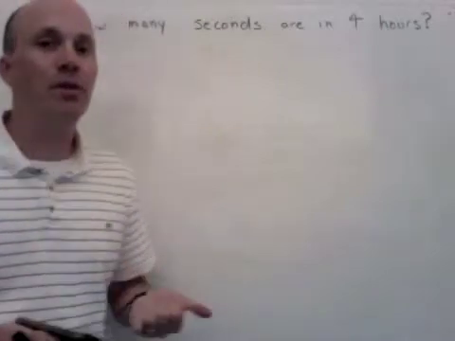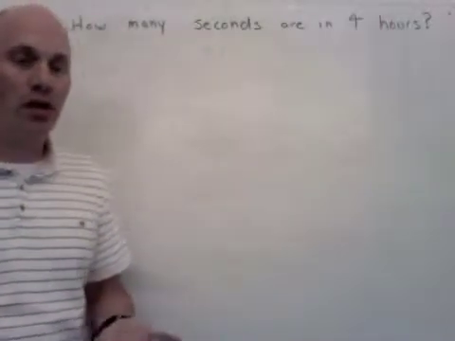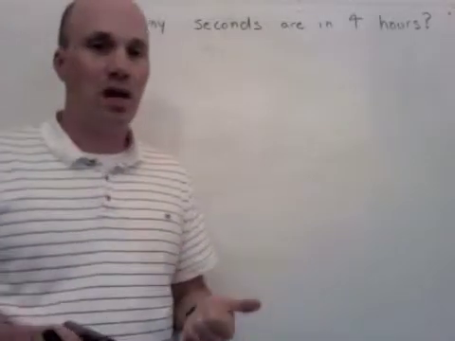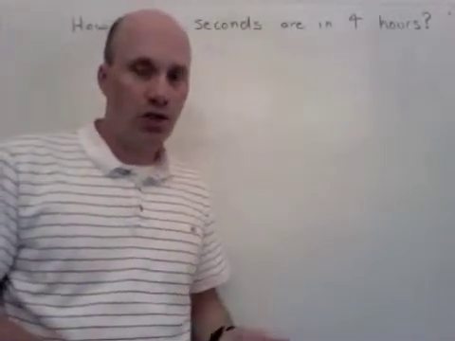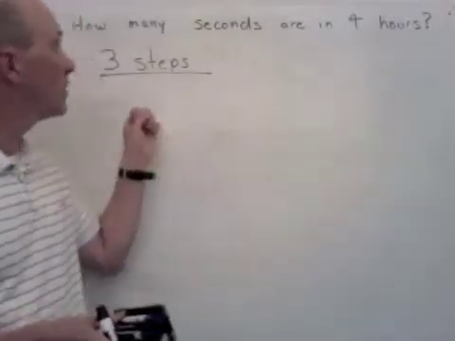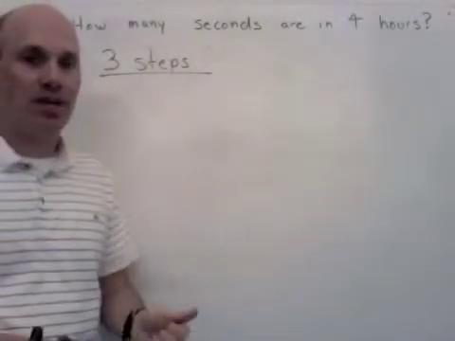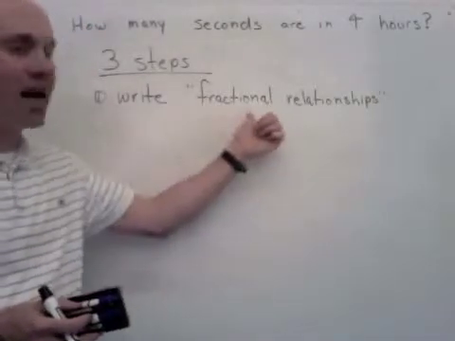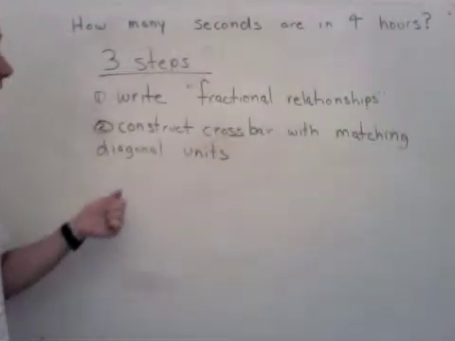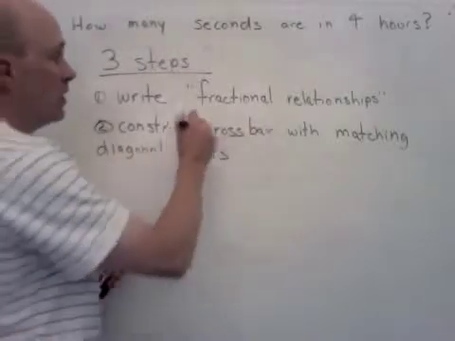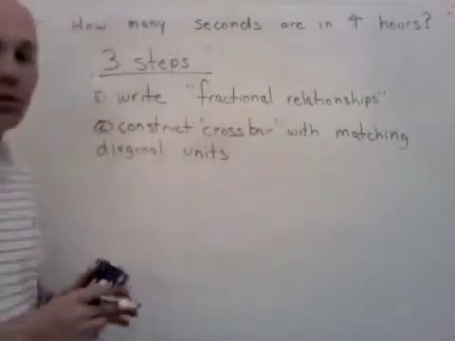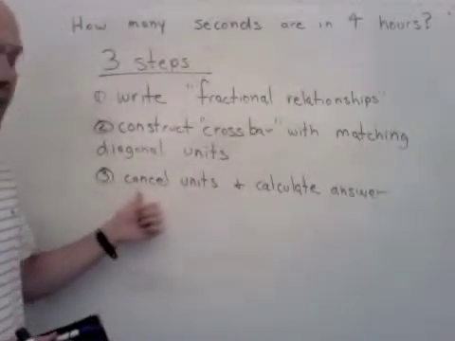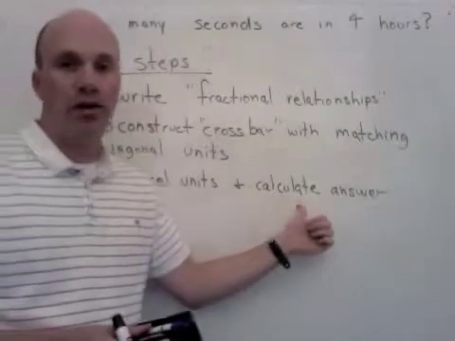Alright, it just says how many seconds are in 4 hours. Okay, so even though I realize that most of you could figure out the answer to this problem using math that you already know how to do, I want you to get used to this procedure here. I first want to go over the fact that there are 3 separate steps that you're going to have to do. The first is what's called writing down fractional relationships. The next thing that you're going to have to do is to construct what I call the crossbar with matching diagonal units. The last thing that you're going to do is cancel out your units and finally calculate your answer.